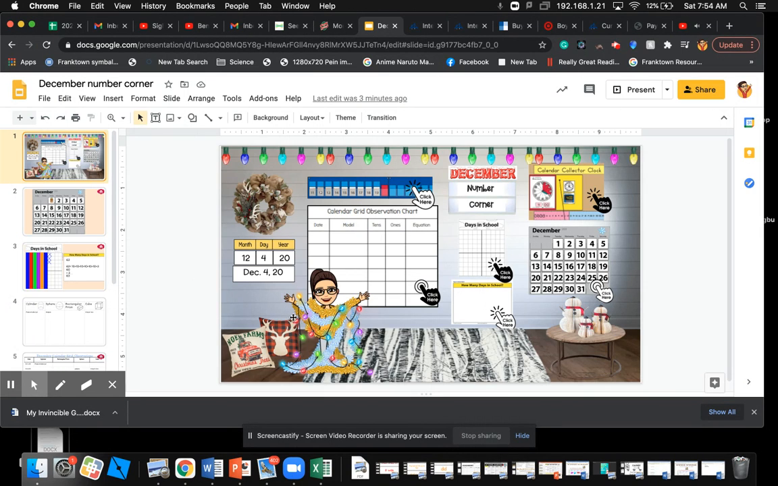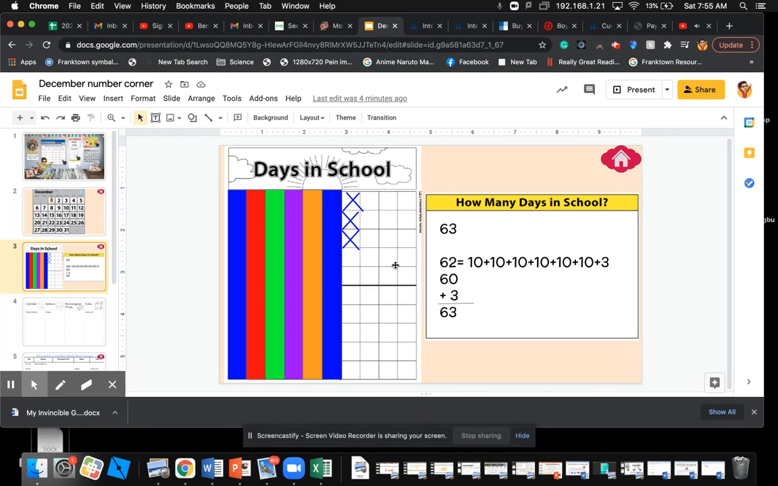Let's go back to our calendar, and I wrote 12 for the month. December is the 12th month. It is the 4th day. It is the 20th year, and the shortened or abbreviated version of writing December 4th is capital DEC. 4, 20 for December 4th, 2020.